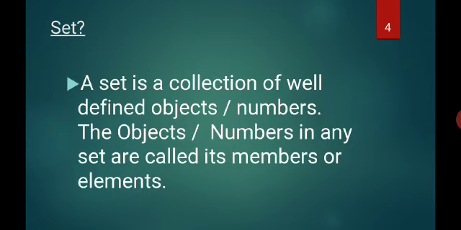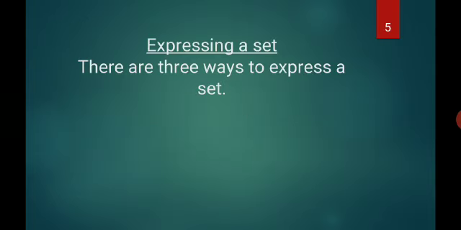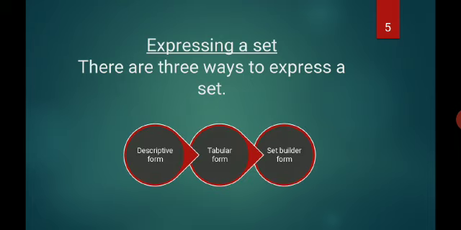Now we should know the meaning of well-defined. Well-defined means a specific property of an object that enables it to be an element of a set or not. There are different types of expression of a set. There are 3 ways to express a set: descriptive form, tabular form, set builder form. Now first of all we will discuss them part by part.